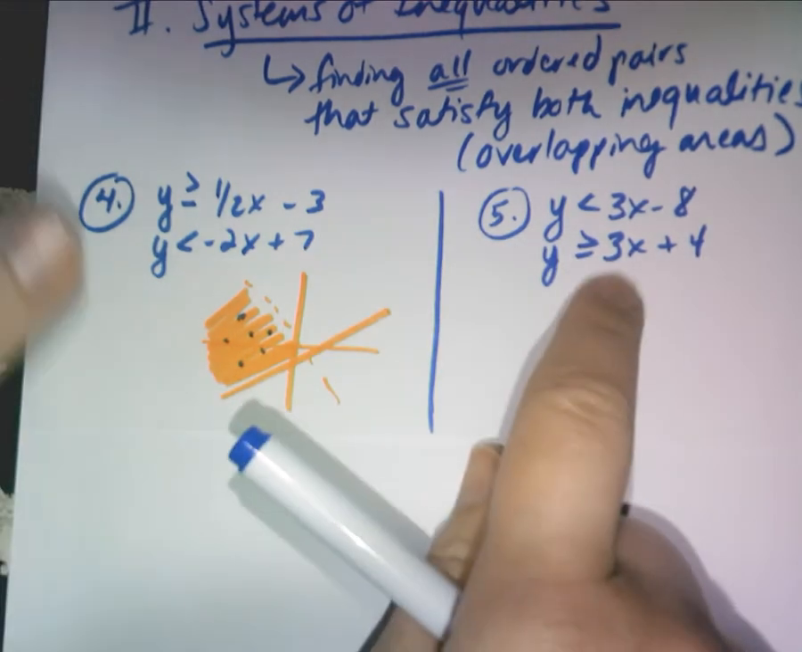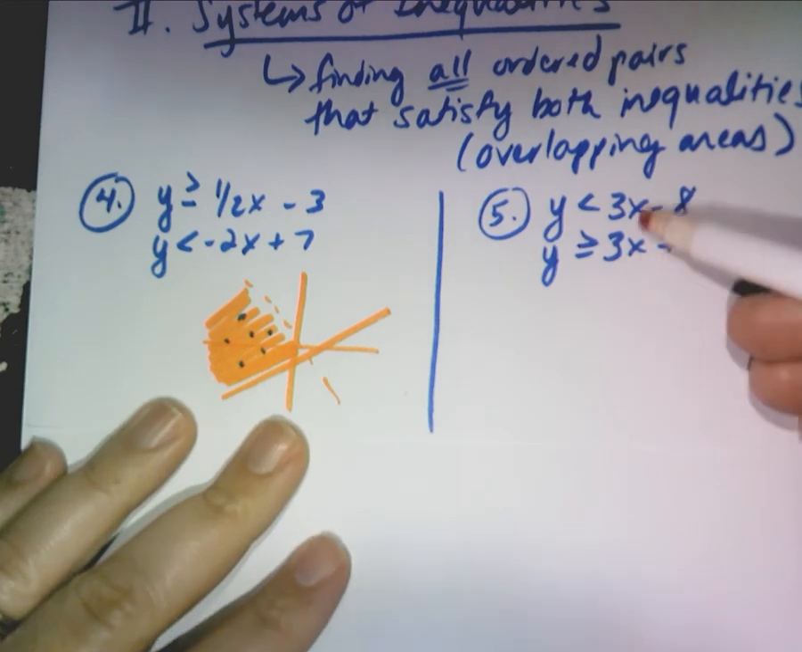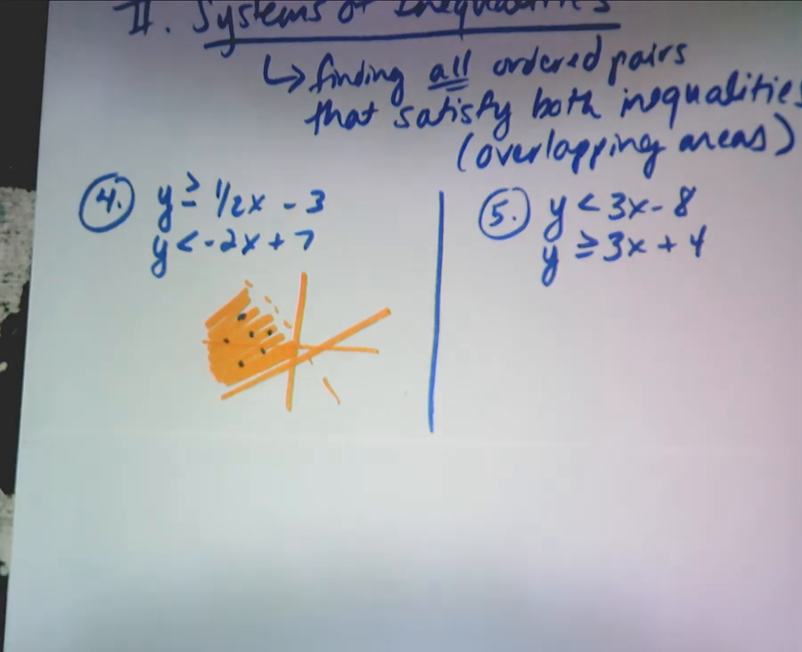So let's do this one now. Actually, I want you to notice something about this one. These two lines are what? Parallel. So either they're going to have the overlapping in the middle or where? If it's in the middle, cool. If it's on the outside, not cool.